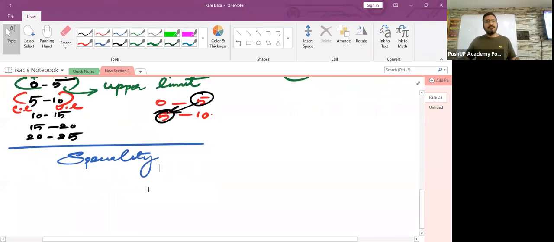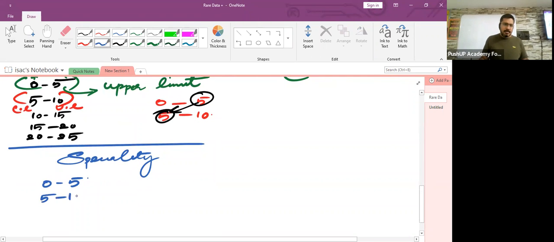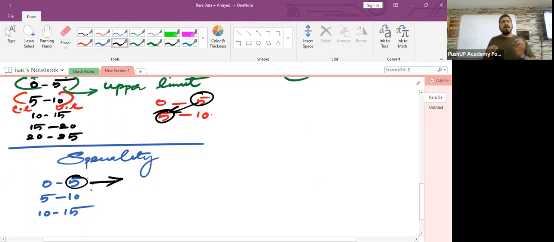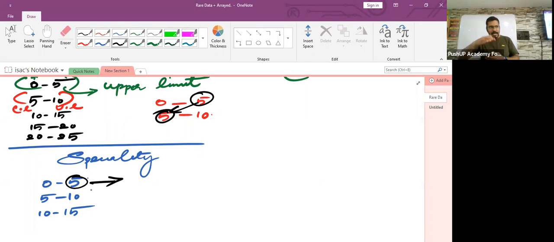Now there is one speciality of continuous class intervals. You know what it is? When I say 0 to 5, 5 to 10, 10 to 15, and so on, the upper limit of a class interval, whatever value comes as the upper limit, will never be considered for counting. I repeat, whatever is the upper limit of the class interval, that particular number will never be considered for counting.